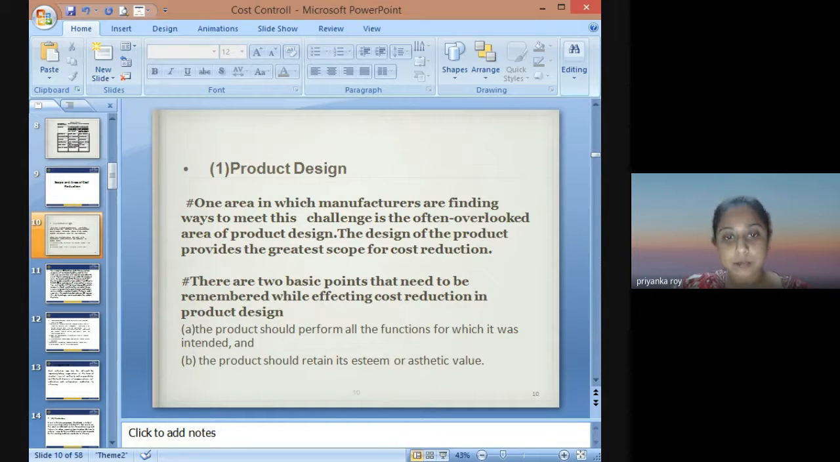There are two basic points that need to be remembered while affecting cost reductions in the product design. The product should perform all of the functions for which it was intended, and the product should retain its esteem and aesthetic values.